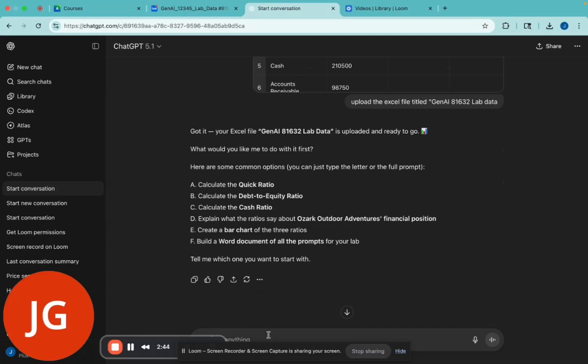Perfect. Now the third prompt we're going to ask is: calculate the quick ratio, provide the formula, and tell me if the ratio is a liquidity or solvency ratio, and provide the definition of a quick ratio and what it measures. So we're going to go in and type that prompt, and excuse my slow typing.